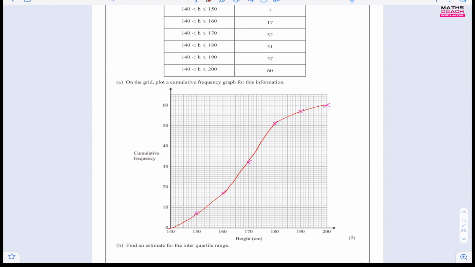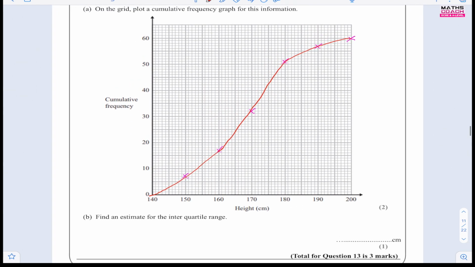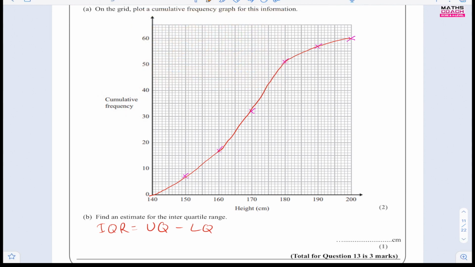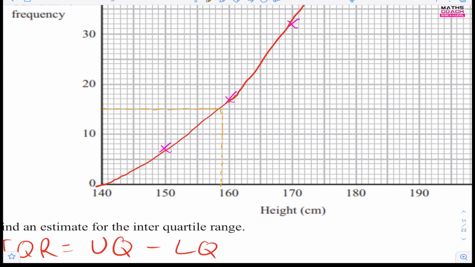Next, it says find an estimate for the interquartile range. So, interquartile range, the IQR, is equal to the upper quartile, which is our 75%, take away our lower quartile, which is 25%. Now, if you have a look at our graph, it goes up to 60. So, 60 divided by 4, which is our lower quartile, is 15. So, we just go across and read where it hits. So, roughly around, let's say, right there. And that is approximately 159.